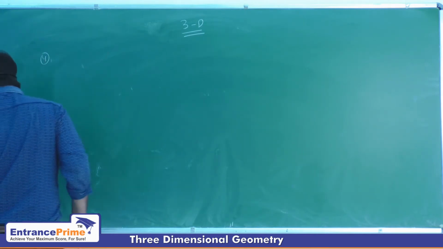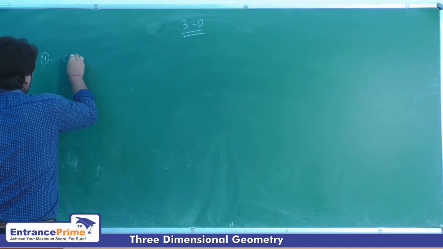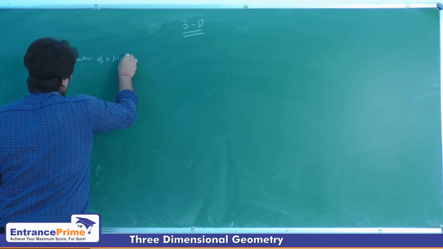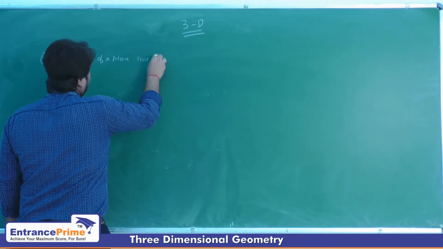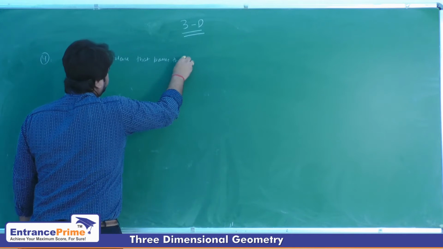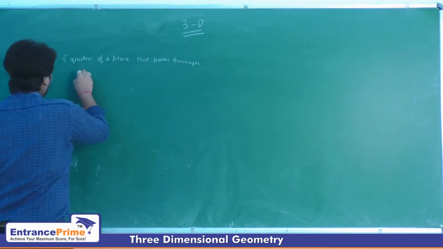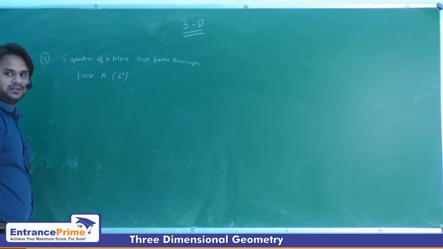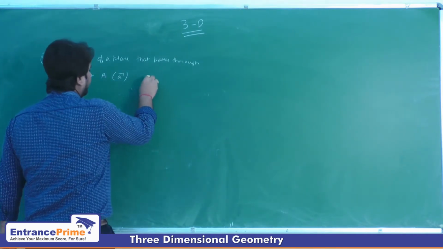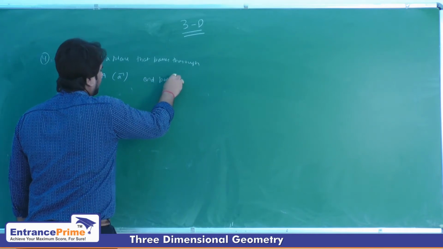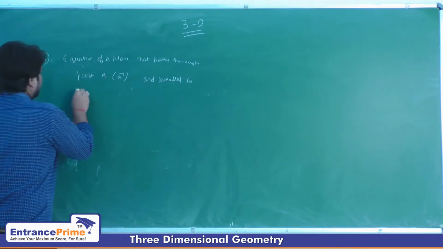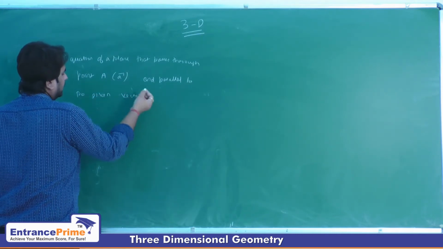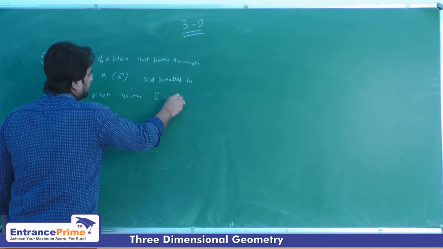The fourth type is, write down, equation of a plane that passes through point A, या फिर हम उसके पोजीशन वेक्टर को दे सकते हैं, ए वेक्टर नाम दे सकते हैं, and parallel to the given vectors, दो वेक्टर दिए हुए हमें, B vector and C vector.